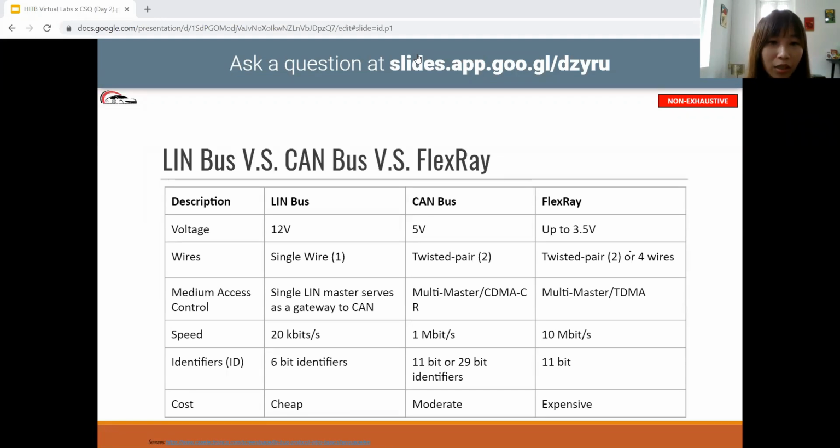Right. So LIN bus is cheaper to implement compared to CAN bus. CAN bus is moderate, and FlexRay is very expensive. That's why on lower end vehicles you don't really see them.